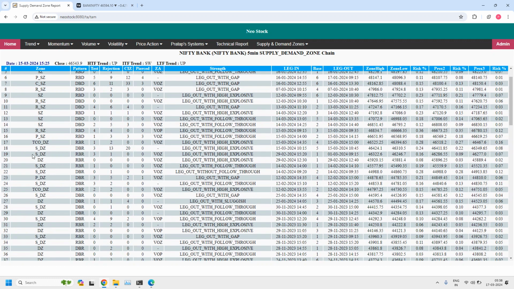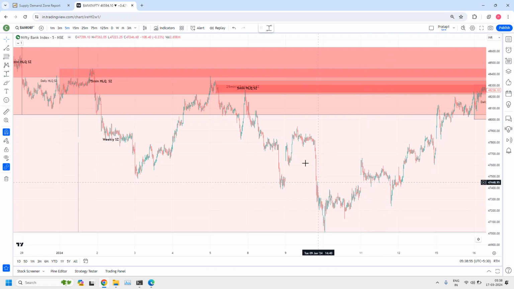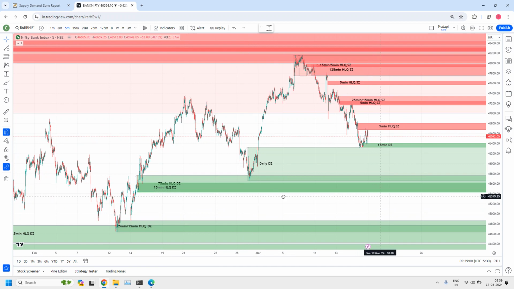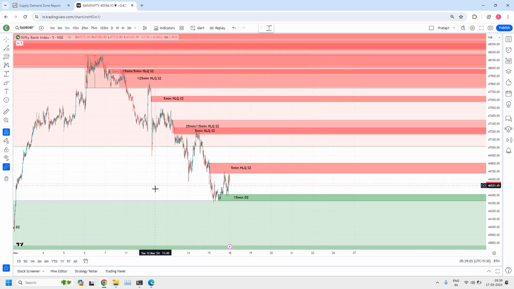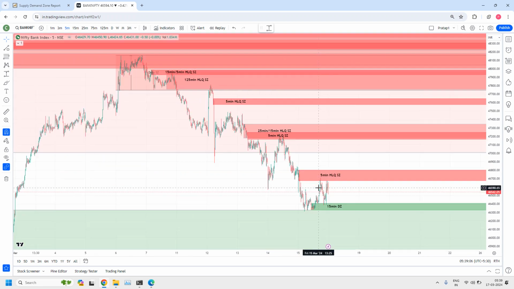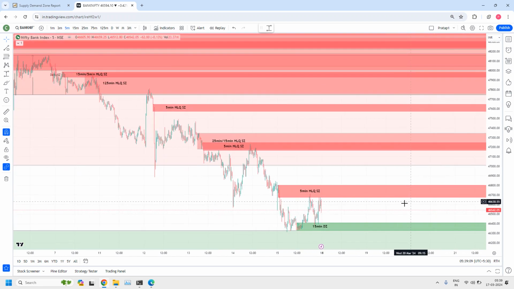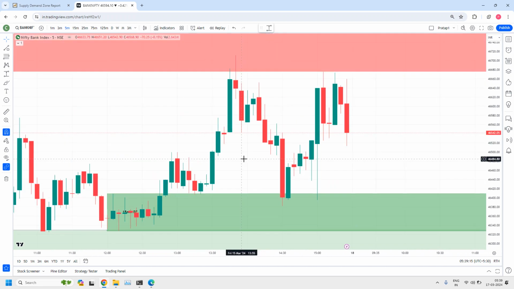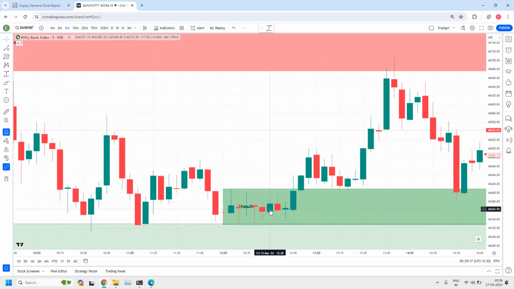Now let me focus on the demand zones. Which is the nearest demand zone? The low priority demand zone, but this is the nearest one. Let us focus on this first. This is 15-3, 14:35. I think we have already drawn that. Fifteen minutes we have drawn. 15-3, 14:35.